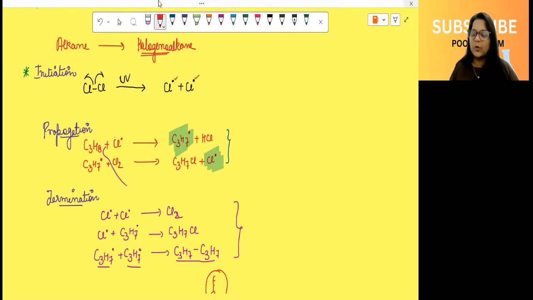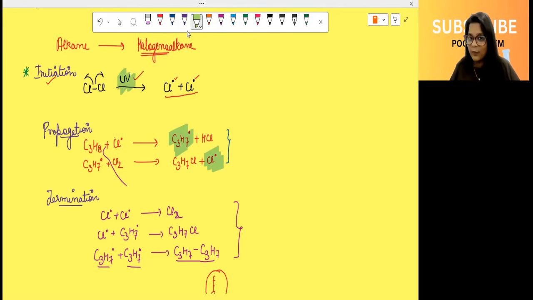So it happens in 3 steps: initiation, propagation, followed by termination. In the case of initiation, you have that halogen, let's say chlorine for this case. Both atoms will gain one electron each. In the presence of UV light, they will form chlorine free radicals. So please write down UV light on the arrow.